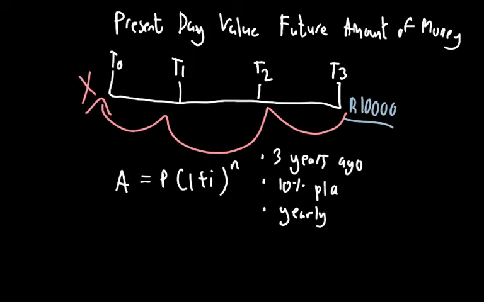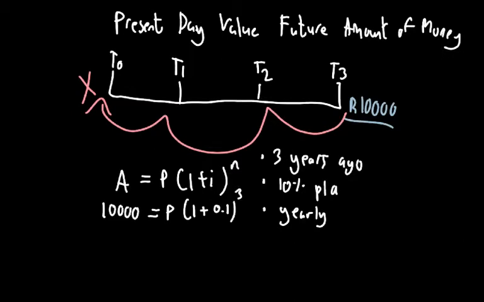Okay, so let's try and figure out what the original amount of money is. So we're going to sub in to our formula the facts that we know. So we know we're going to get to 10,000 Rand in the future. We don't know what the present day value of that is, or the original amount. We do know the interest rate is 10% per annum, and it's compounded yearly. So in decimal, that would be 0.1. And then we also know the period of time n is going to be 3.